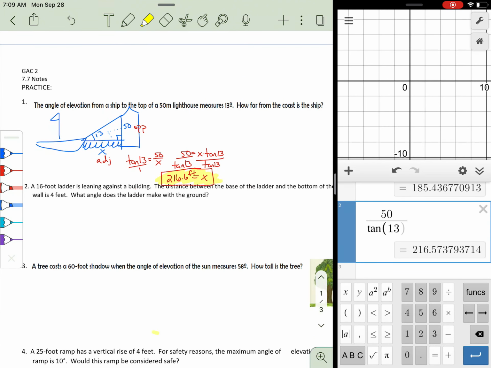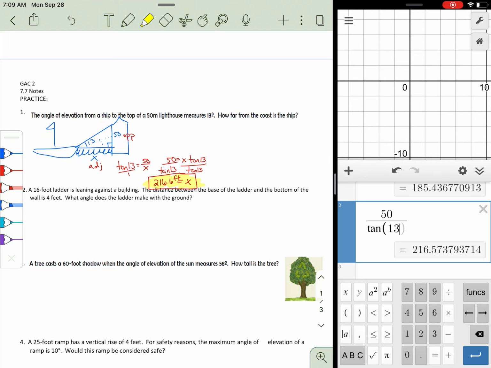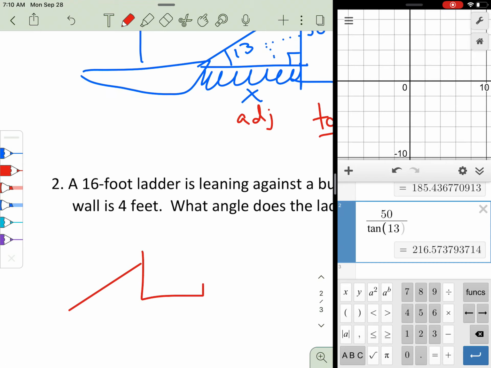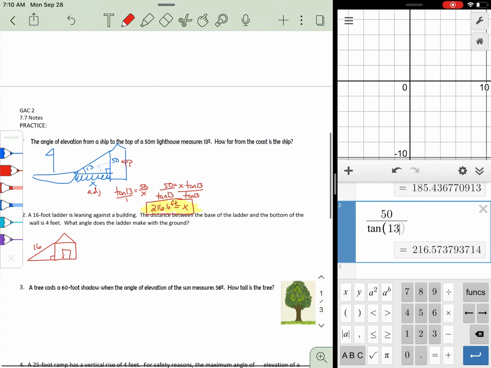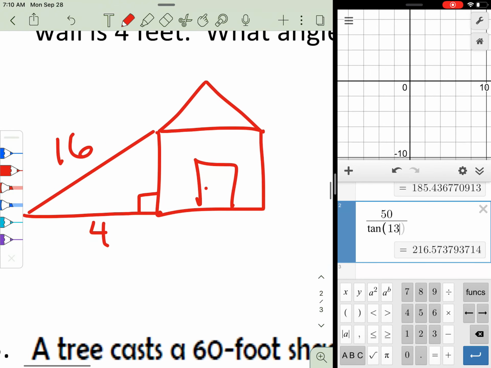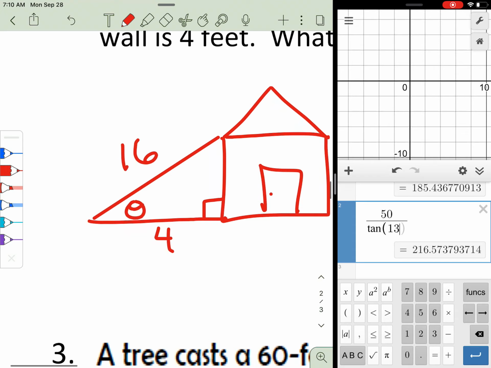A 16-foot ladder is leaning against a building. The distance between the base of the ladder and the bottom of the wall is 4 feet. What angle does the ladder make with the ground? Okay, so it's saying a 16-foot ladder up against this house. So the ladder is 16 feet. And the base of the ladder and the bottom of the wall is 4 feet. It wants to know what angle does the ladder make with the ground. So it wants to know what is this angle.